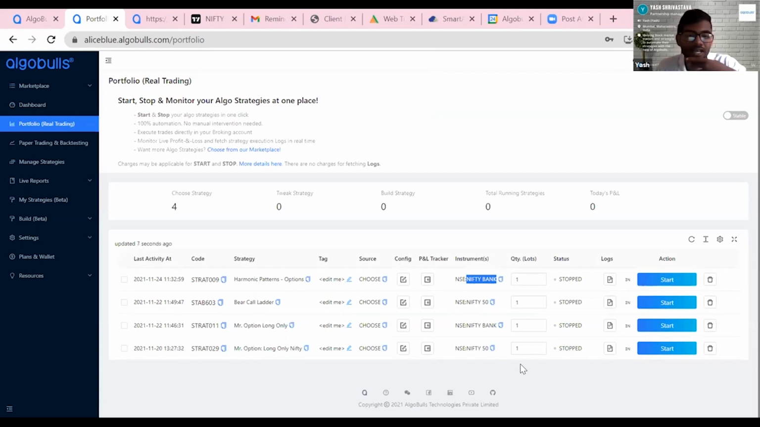Yes, the webinar is for option trading strategies, and I showed you how you can automate your option trading strategies with the help of algorithmic trading. As for the tax and brokerage calculation, we are coming up with a feature which shows you the tax and brokerage calculation, and we'll be live with that soon.